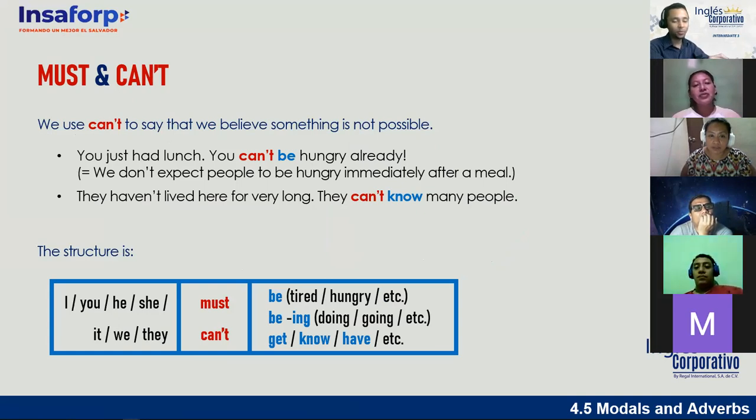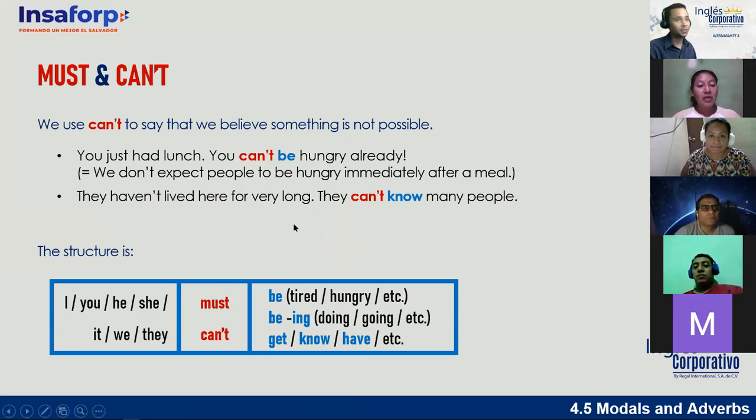In the second example, they haven't lived here for very long. They can't know many people, okay? O sea, no es posible que conozcan mucha gente si se acaban de mudar. No han vivido aquí mucho tiempo. They haven't lived here very long. They can't know many people.